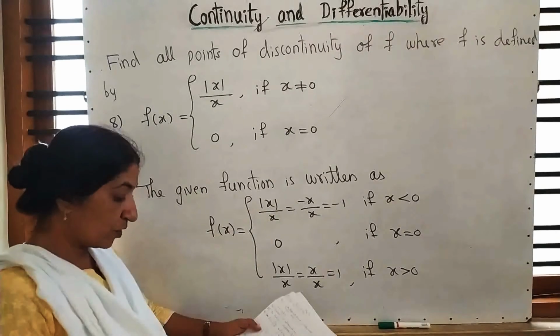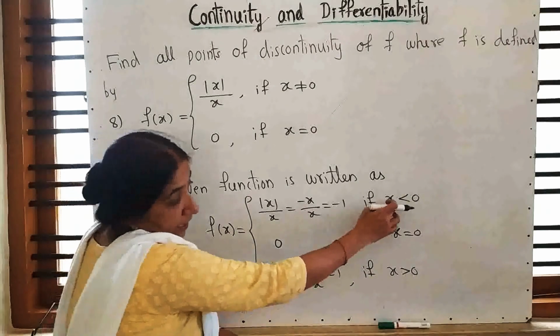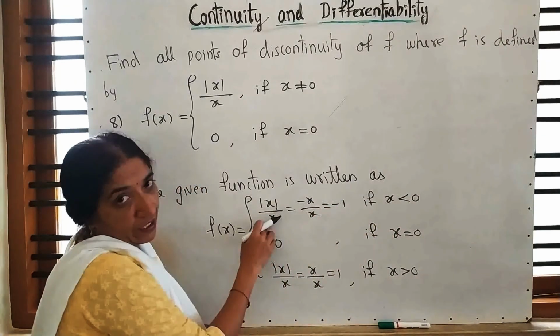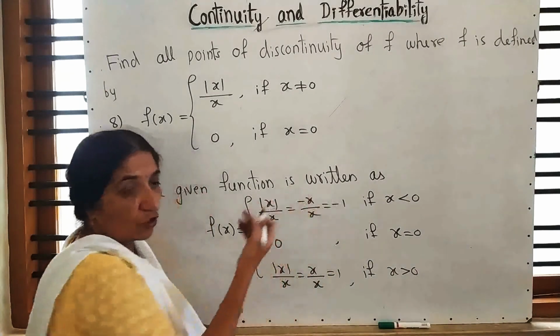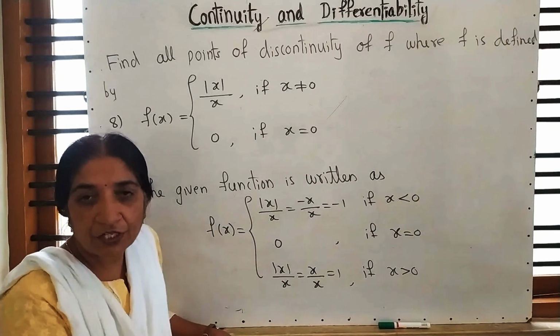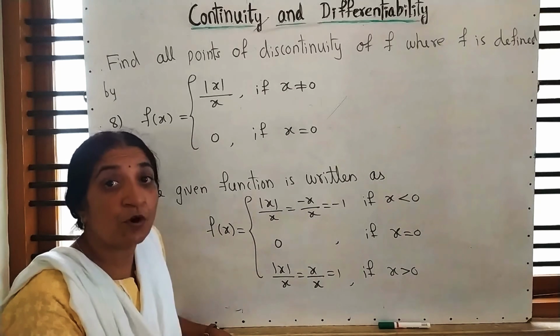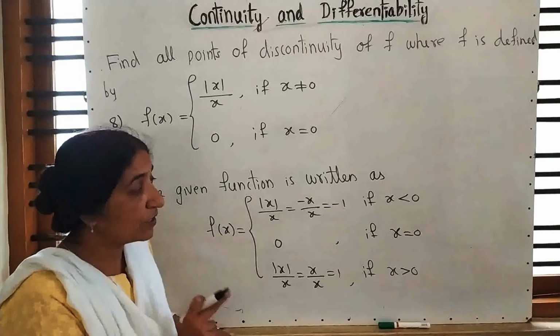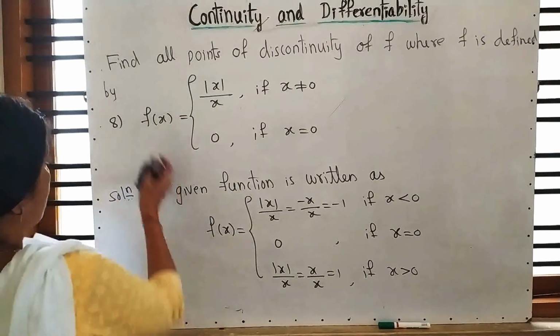By seeing the result only, one can say that it is not continuous. Why? Less than 0 means we are taking the left side. Left side is minus 1. Greater than 0 means plus 1. Automatically the left hand limit is not equal to the right hand limit, which means the function is not continuous. For that you have to remember that modulus definition thoroughly that you studied in the first year. Now write down.